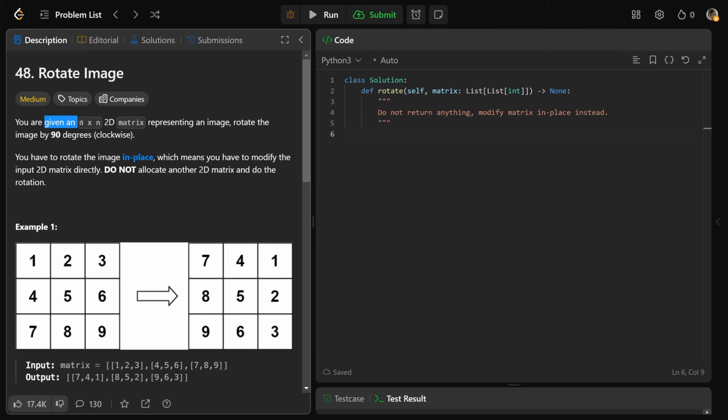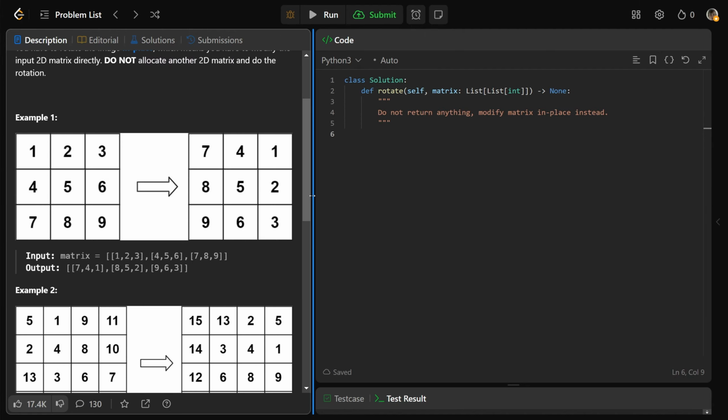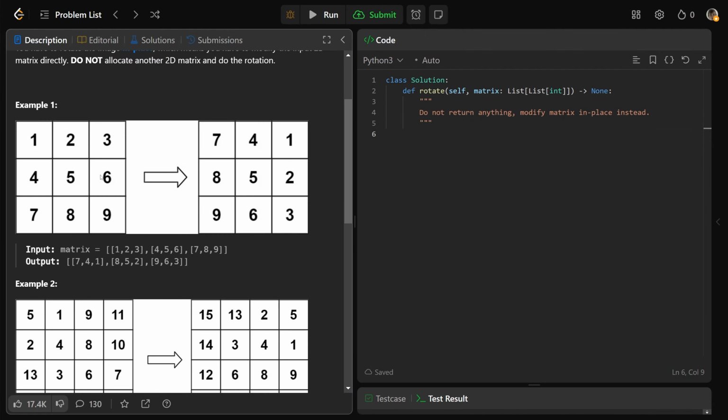So we're given an n by n 2D matrix that is representing an image, and we need to rotate that image by 90 degrees clockwise, and you have to do it in place. So they don't want you to allocate another matrix. So let's say we are given this example here, 1, 2, 3, 4, 5, 6, 7, 8, 9. We want to rotate it clockwise.